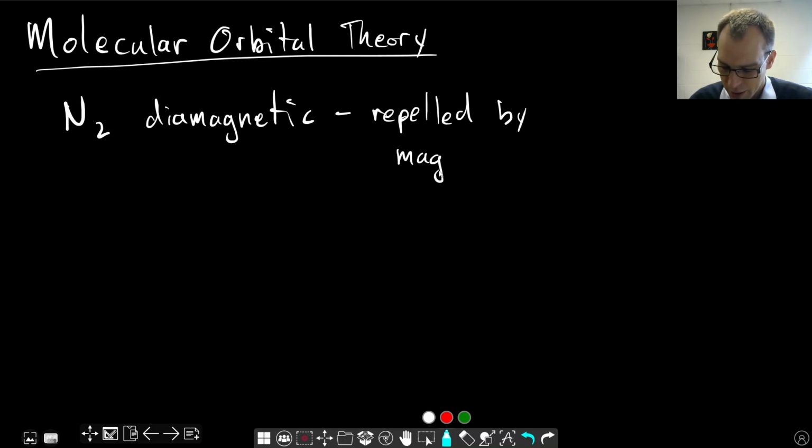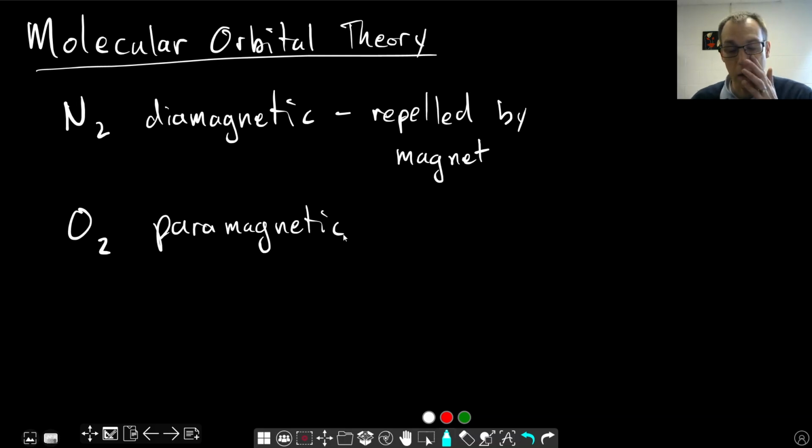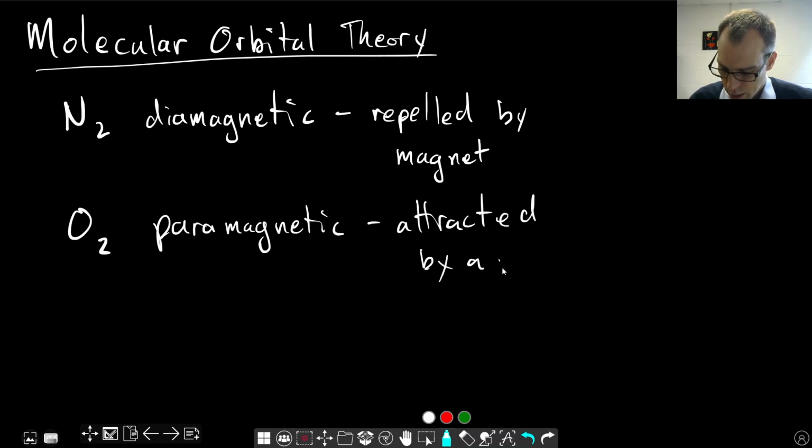On the other hand, if we look at oxygen, O2, it is paramagnetic, which is the opposite. It means that if we put liquid oxygen, or even gaseous oxygen, but it's easier to see with liquid oxygen, it will be slightly attracted by a magnet. So that's one example of a property that, in valence bond theory, we don't really have a good explanation as to why this would be different.